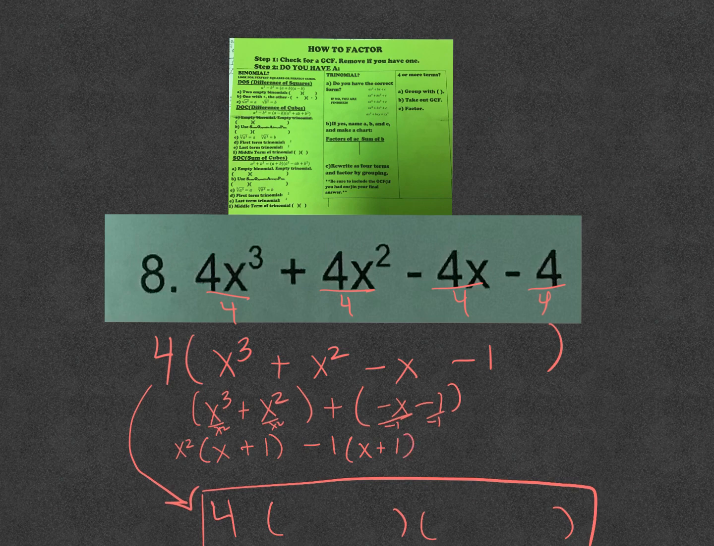Did it work? So I'm looking here and here. Are they the same? Yes, they are. This is the same as this. So I'm going to write that down. I'm going to write down x plus 1. And then I'm going to pretend like this is not here anymore because we factored out the greatest common factor. And I'm going to write down what's left, x squared minus 1.